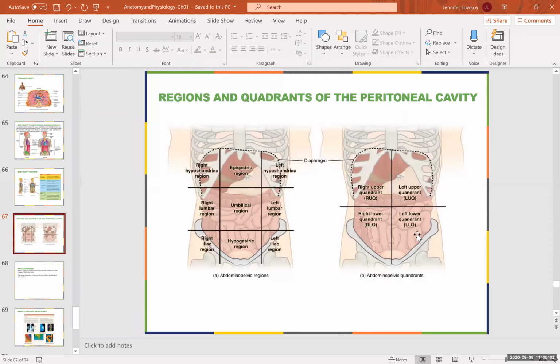If we're needing to be more specific in how we're talking about a region and where something is, then we would use these nine regions. Depending on what we're learning, they might reference just a quadrant, just to give us a basic idea where it is. If they're wanting to be more specific, then they'll label it as these 9. So it's right hypochondriac region. If there's a right hypochondriac, then there's going to be a left hypochondriac region. And then in the middle, we have the epigastric region. So that's our top 3. Right hypochondriac, left hypochondriac, middle would be epigastric.